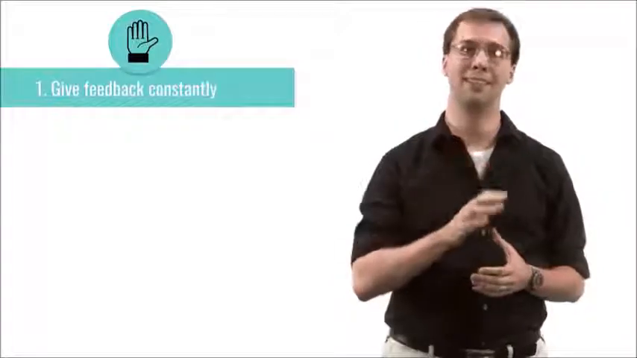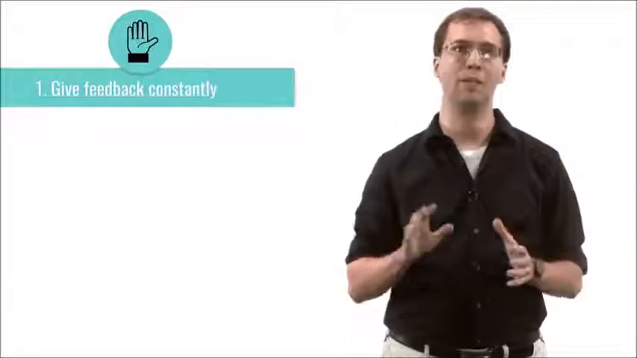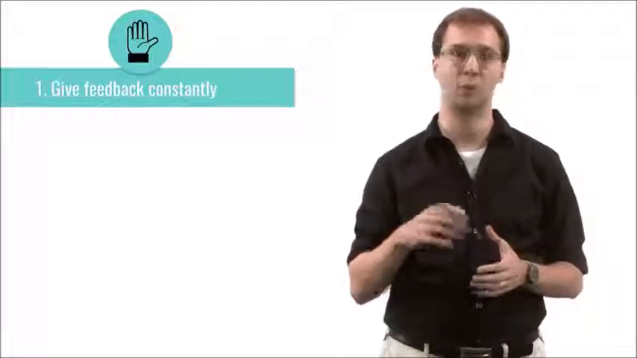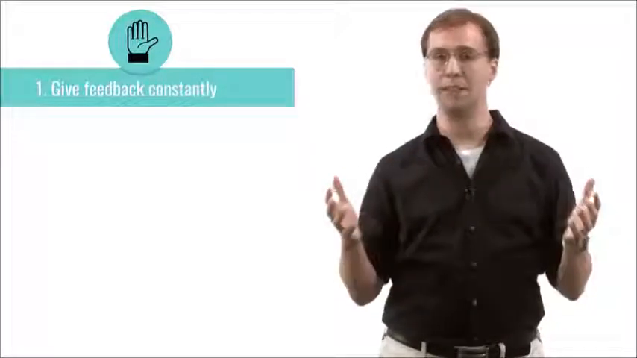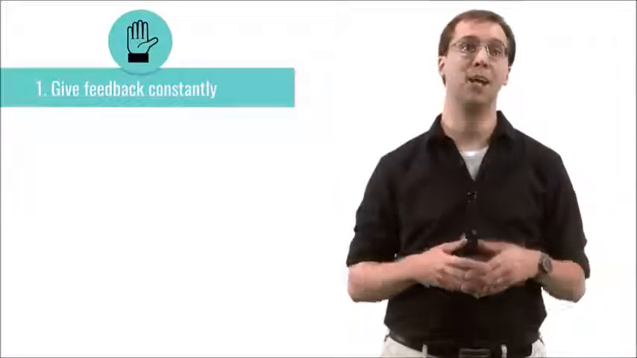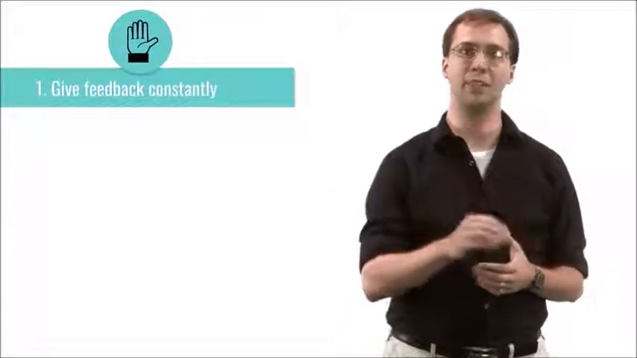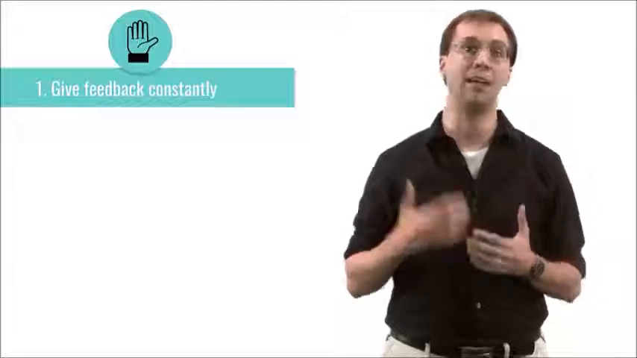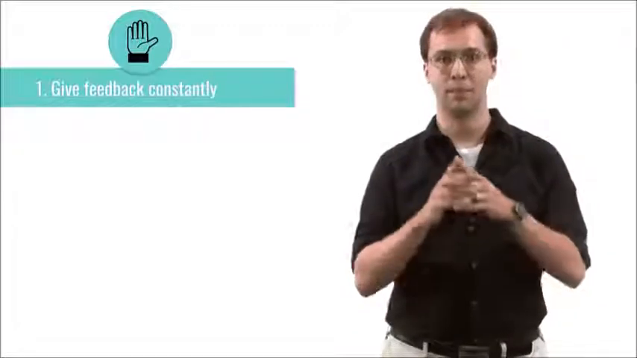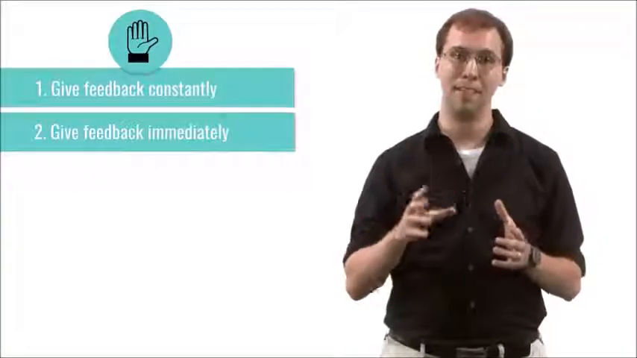Here are 5 quick tips for bridging gulfs of evaluation. Number 1, give feedback constantly. Don't automatically wait for whatever the user did to be processed in the system before giving feedback. Give them feedback that the input was received. Give them feedback on what input was received. Help the user understand where the system is in executing their action by giving feedback at every step of the process.